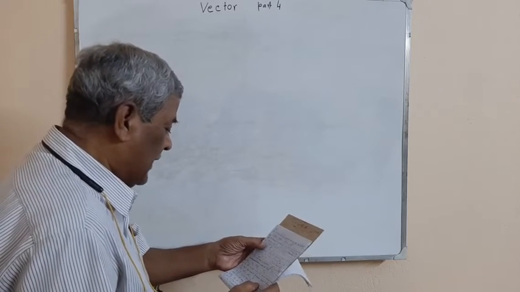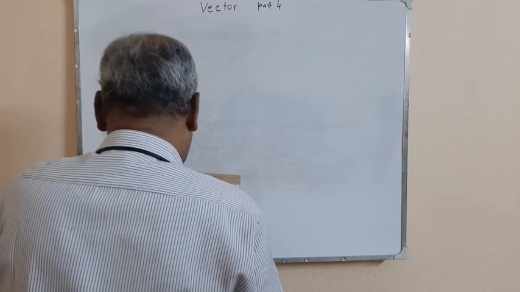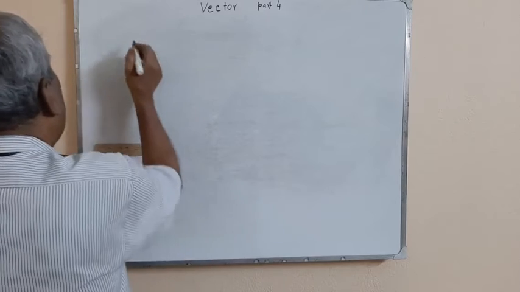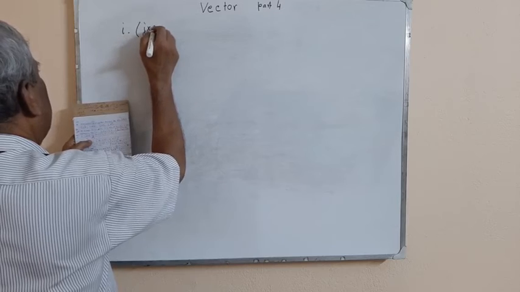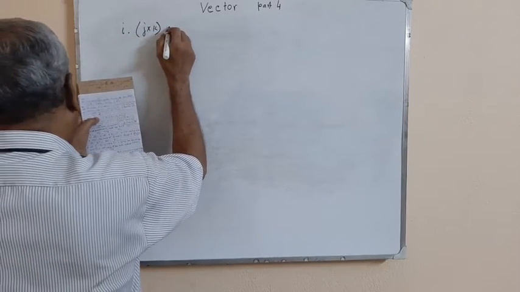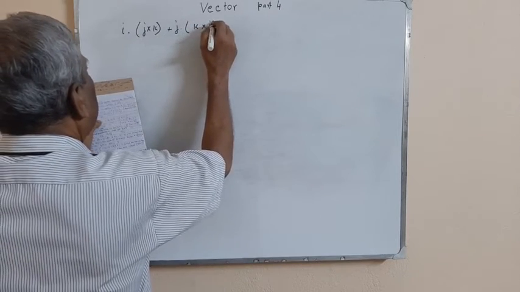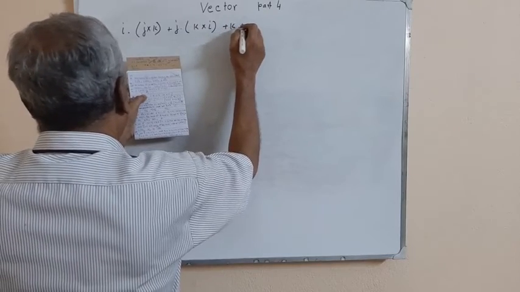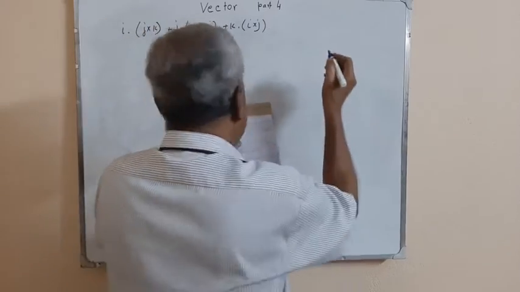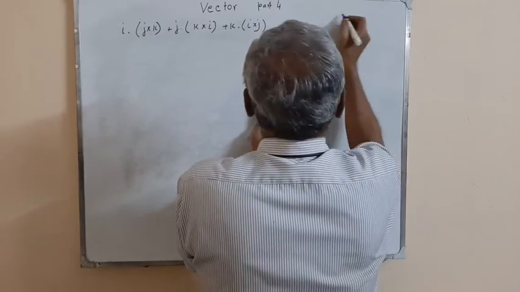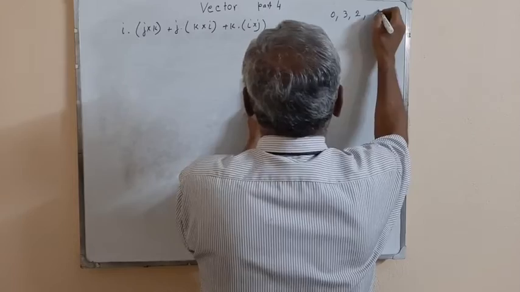Our first problem today: the value of i dot j cross k plus j dot k cross i plus k dot i cross j is. Options are 0, 3, 2 and 1.